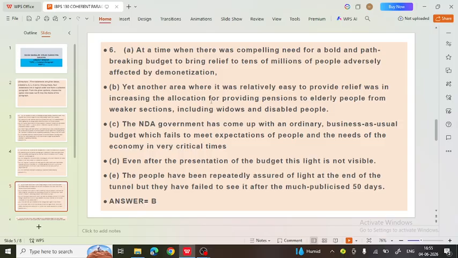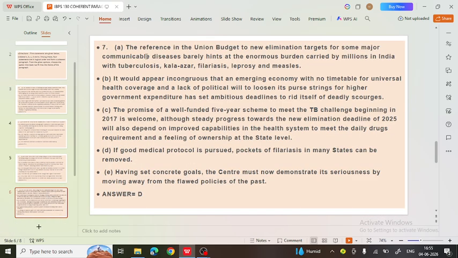In this paragraph, the author is sharing his view regarding the budget presentation and the people affected by demonetization. But option B is giving the information about the location to the weaker section. And therefore, option B is not going with the remaining options. Our answer is B. Now let's see another example.